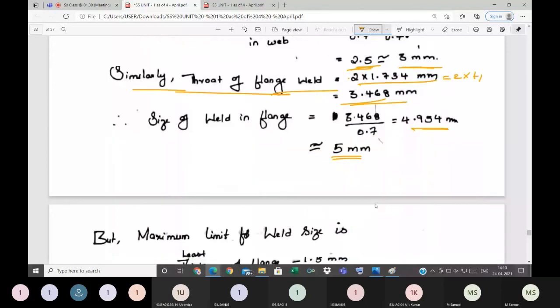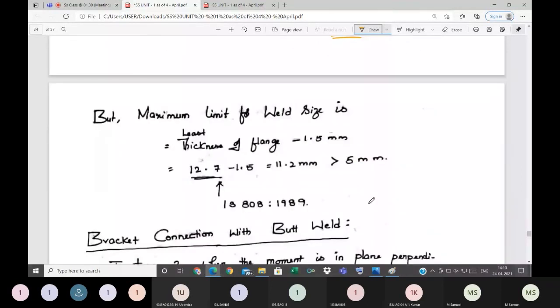Okay, but we have a condition that the maximum limit of weld size is what? The least thickness of the flange minus 1.5. What is the thickness of the flange? 12.7 minus 1.5 is 11.2. You provided 5 mm. Since you provided less than the maximum, it is safe.